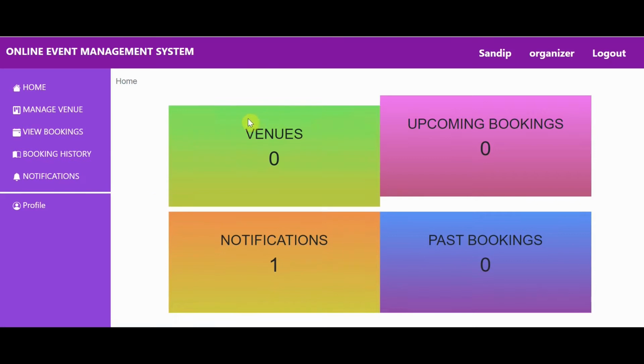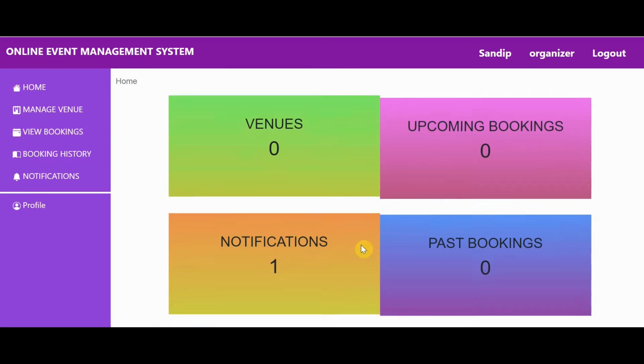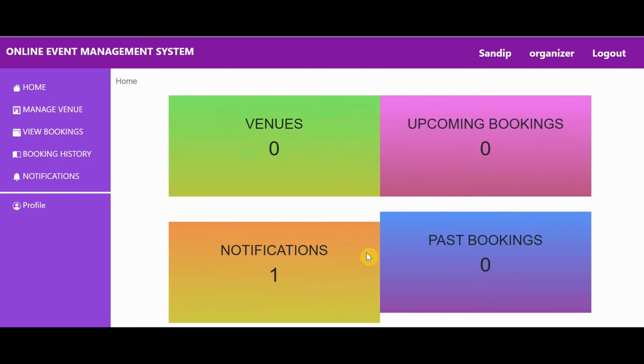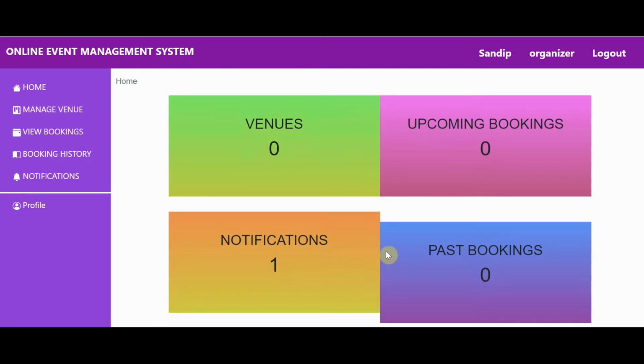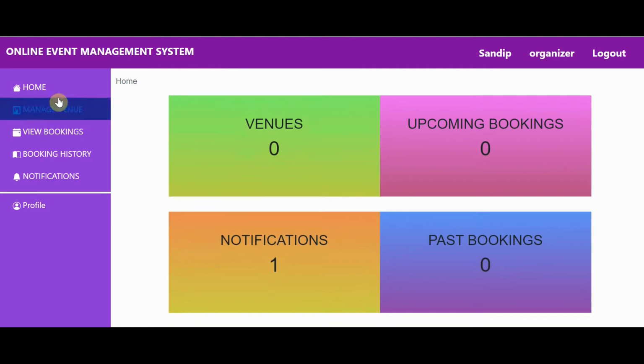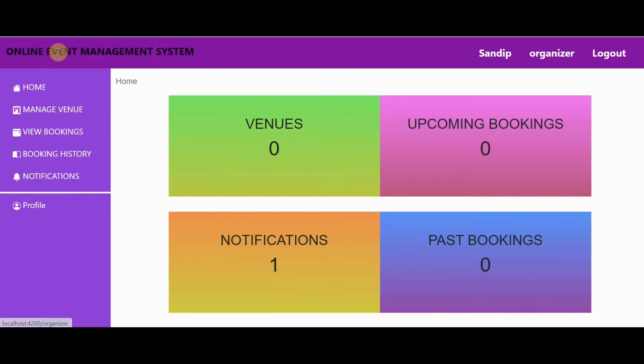So this is the home page for the organizer, on which you can see there are some numbers which are representing some data related to the organizer, such as venues, upcoming bookings, notifications and past bookings. This is the sidebar of the dashboard, which is showing options: home, manage venue, view bookings, booking history, notifications and profile. At the top we have the navbar, which is showing the title of the project, name and role of the organizer, and logout option. Now let's go through each tab one by one.